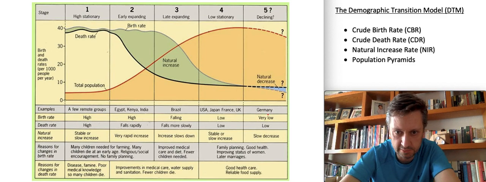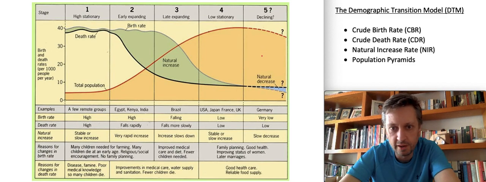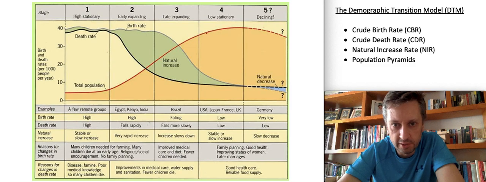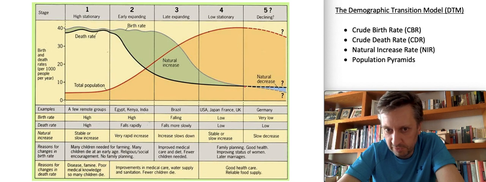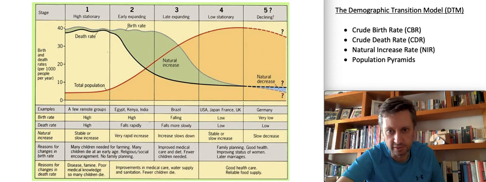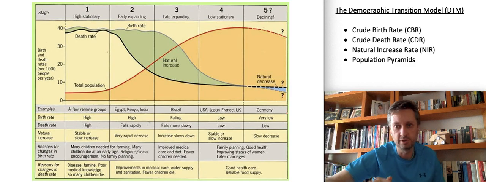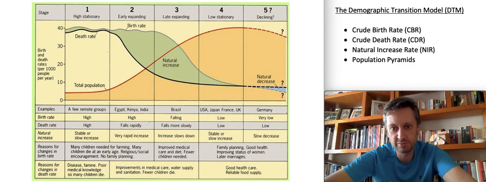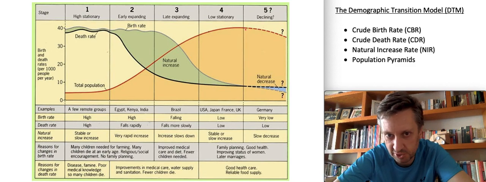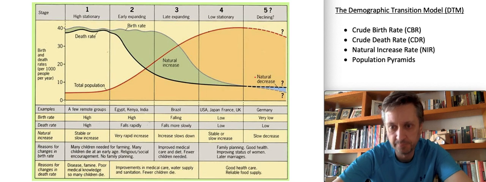Another example here, Germany. Those are countries where the birth rate has flattened out, but when you get to stage 5, the birth rate doesn't just flatten, it continues to decrease until the birth rate has fallen below the death rate, which means you have a declining population and a natural increase rate that is now falling.